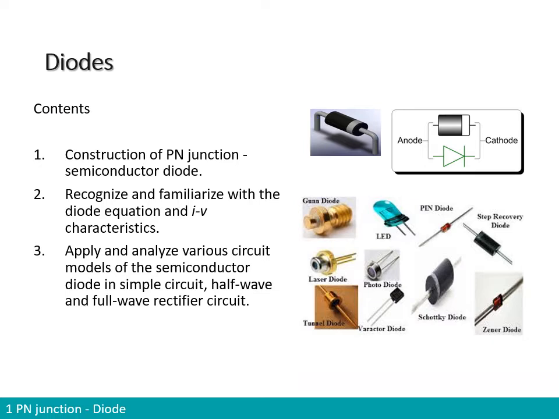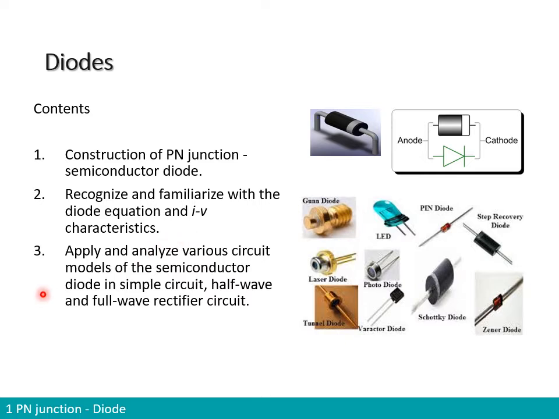This week in this chapter we will discuss diodes. In order to cover, not completely but sufficiently, the content on diodes, we will cover three things. The first one is the construction of the PN junction, which is the base that makes a semiconductor diode. Secondly, we will become familiarized with the diode equation and its current and voltage characteristics.